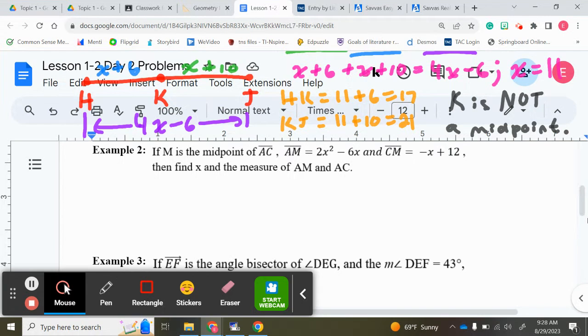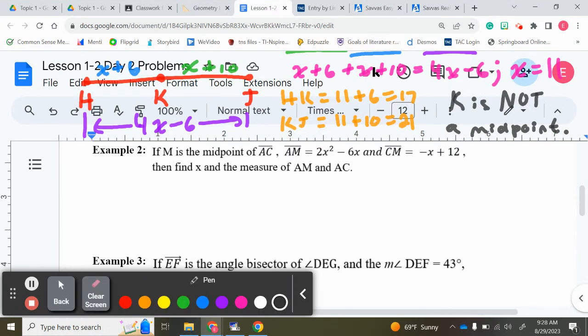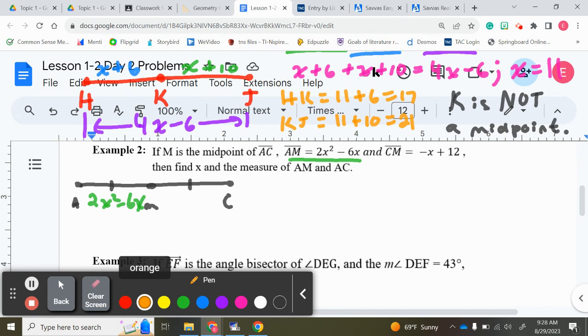All right. Example 2, they're telling me if M is the midpoint of AC. So again, I'm going to draw this out. So here's A, here's C, and they're telling me M is the midpoint. So that means this has to be congruent with that. AM is 2x squared minus 6x. So here's 2x squared minus 6x. The next part I'm getting is that CM is negative x plus 12.